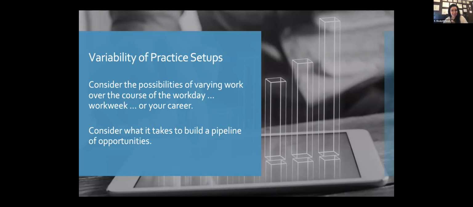So really, you need to consider the possibilities of varying work over the course of the workday, the work week, or even your career. You may want to start off heavily rooted in patient care, maybe in an academic environment. But as you learn more about the opportunities, you may transition into different roles and different opportunities.